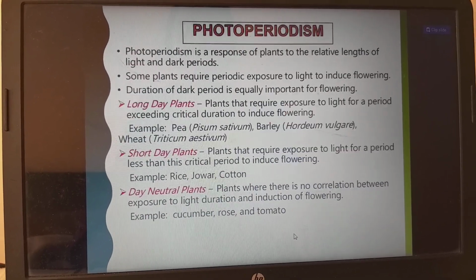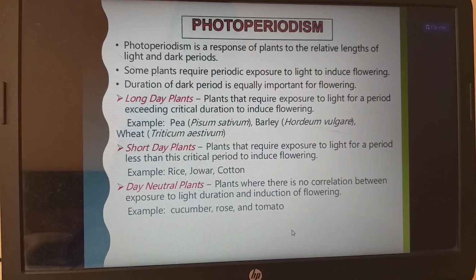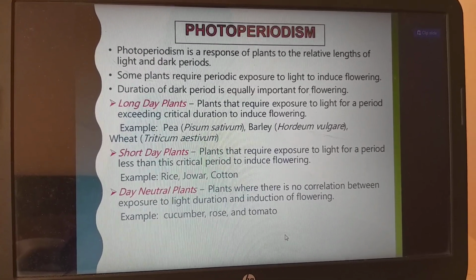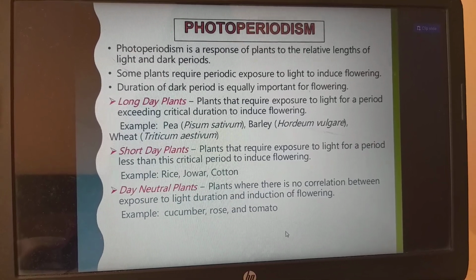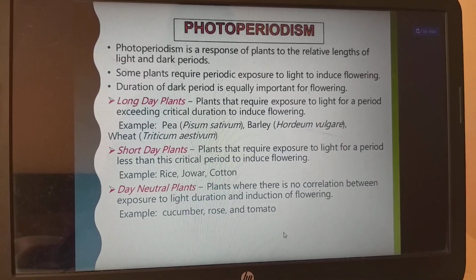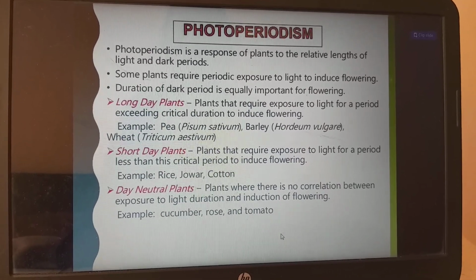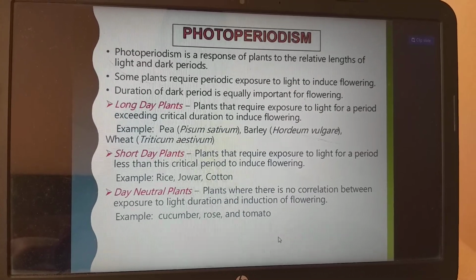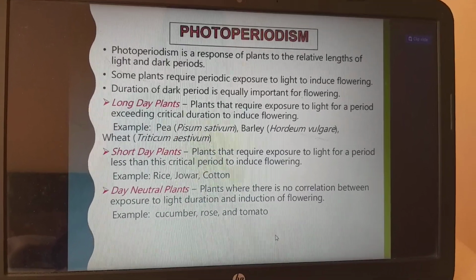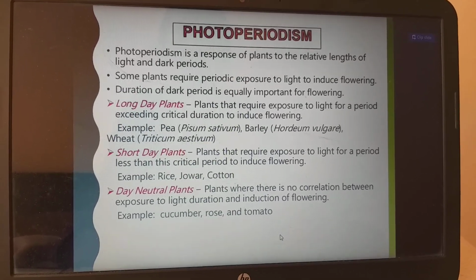Coming to the next, photoperiodism. Photoperiodism is a response of plants to the relative length of light and dark periods. Some plants require periodic exposure to light to induce flowering. The duration of the dark period is equally important for flowering. Long day plants are plants that require exposure to light for a period exceeding a critical duration to induce flowering, for example pea, barley, wheat, etc.